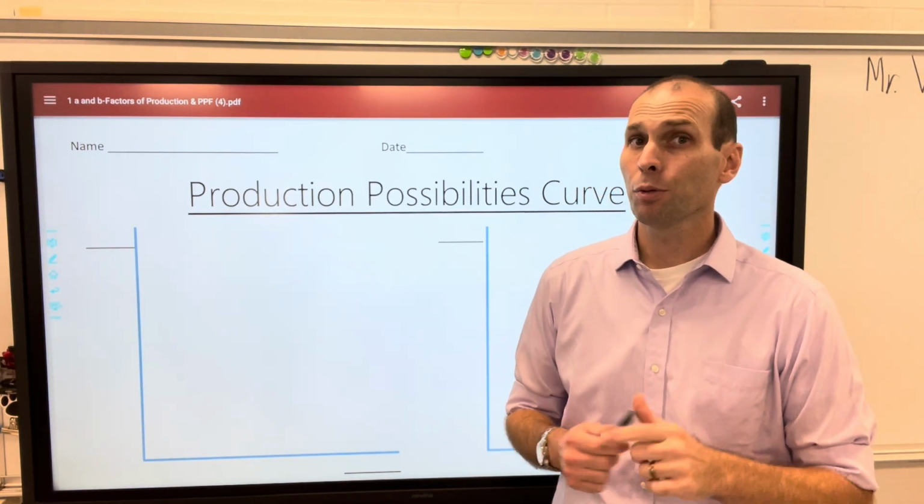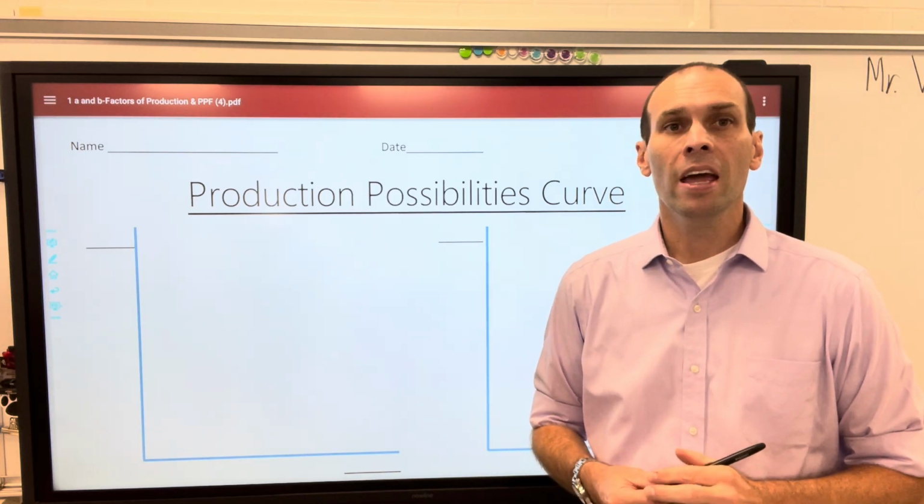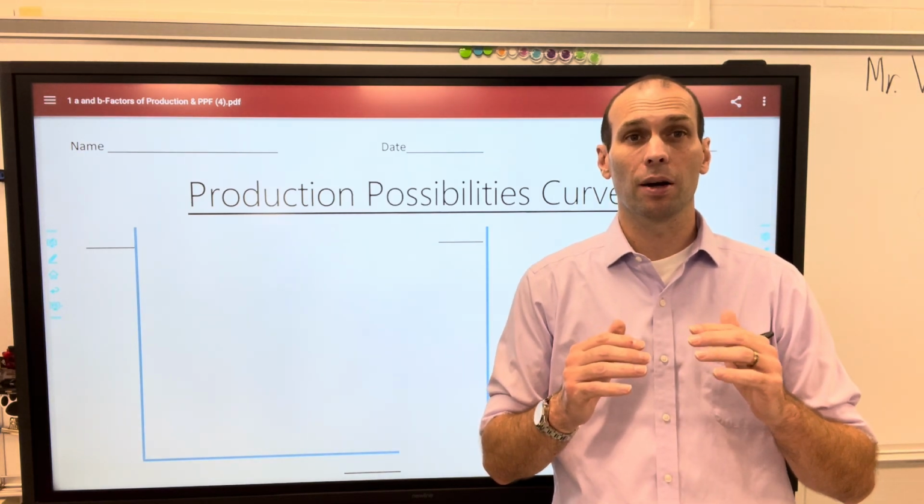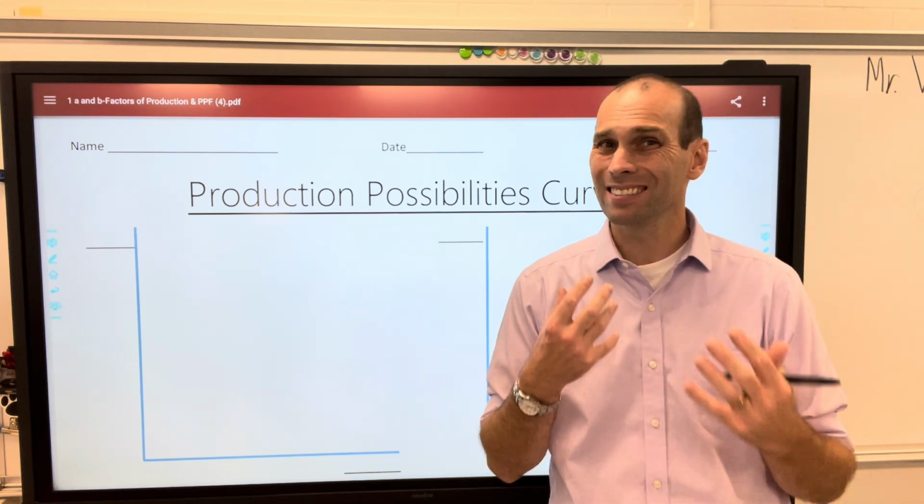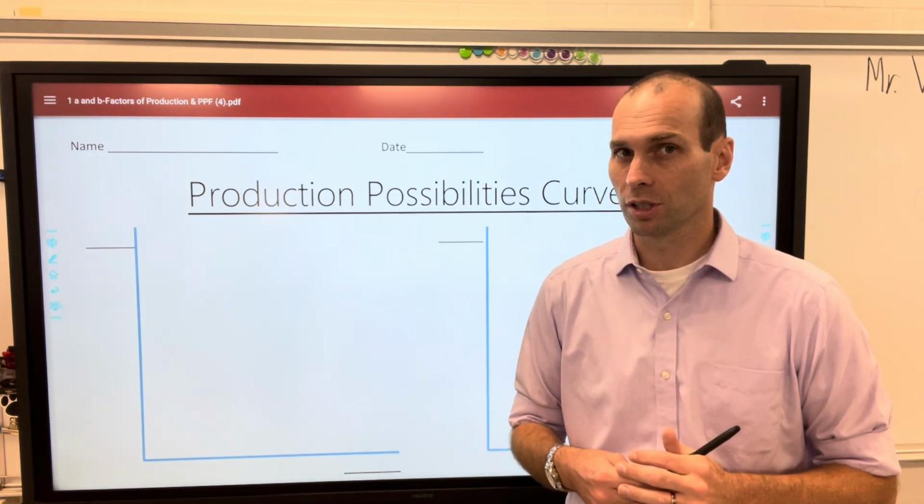Hey class, today we're going to be covering how a production possibilities curve works. Now, this is a main concept and graph that we're going to use to show a lot of different concepts that we have already learned in this class. We'll kind of focus on the future.